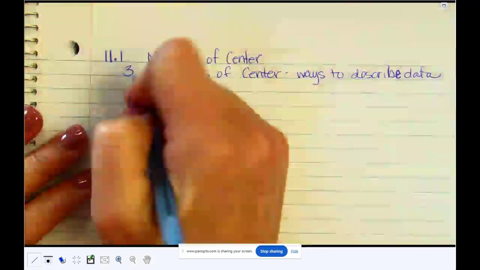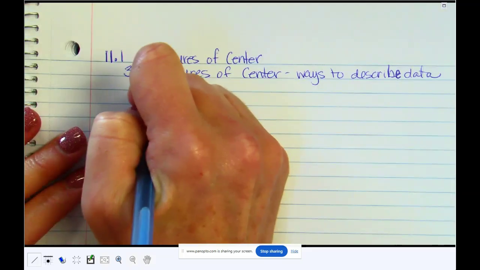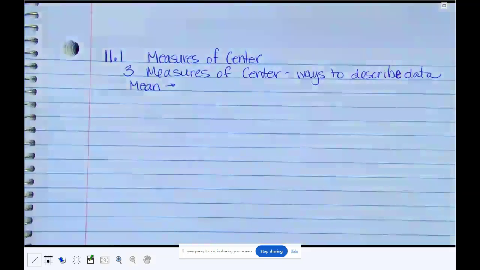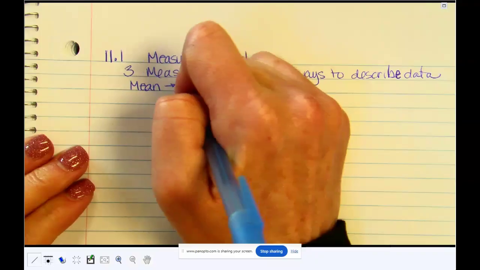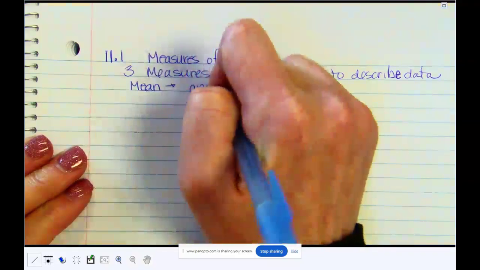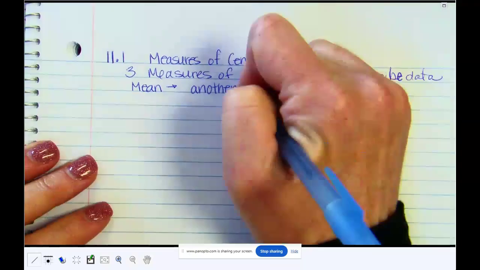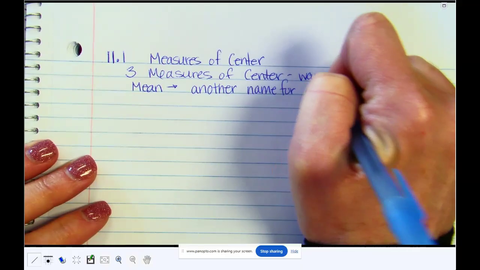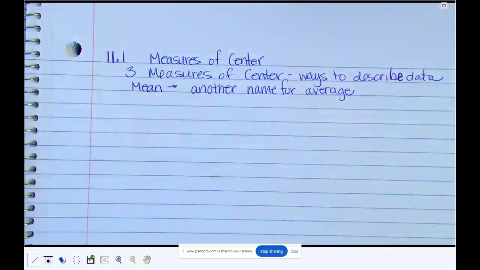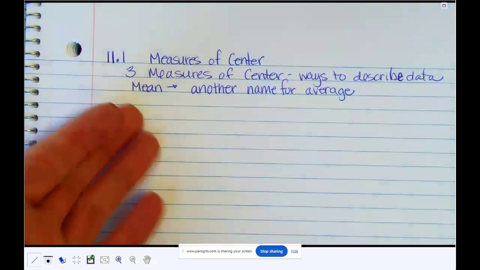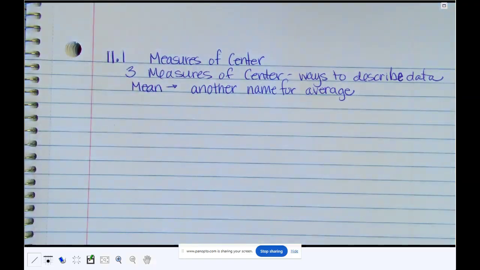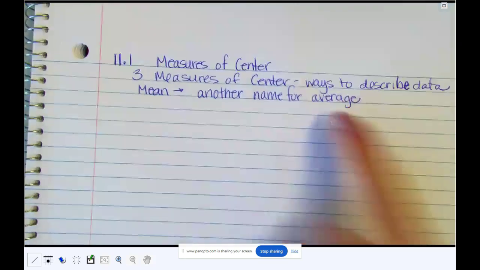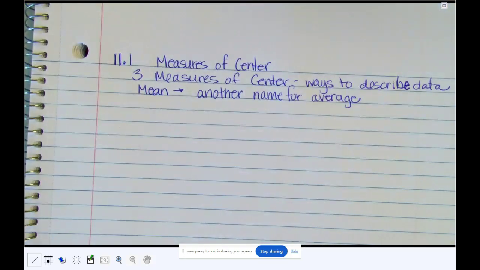There are 3. The first one is mean. Okay, mean is another name for something that we already know what to do. What is mean? And you should know this. Yeah, mean is another name for average. Math is weird sometimes, you guys, and they use the word mean for a couple different things. And so they apparently had to have another name for it.